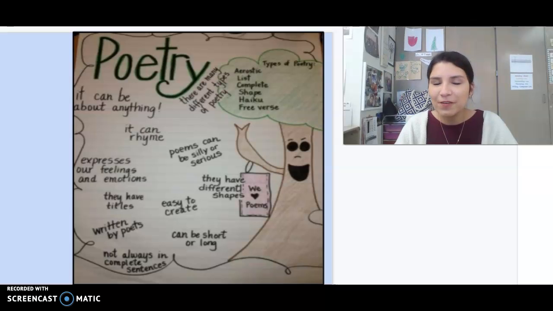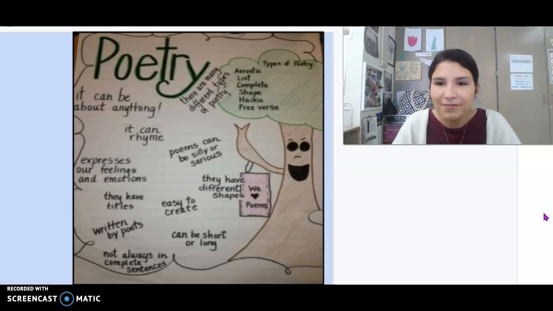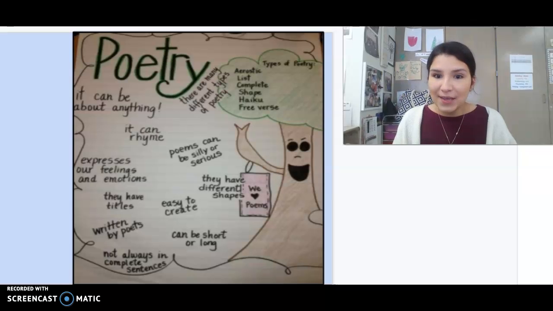Hi there, for this review video, we are going to be going over poetry and the elements of poetry. So let's go ahead and review this little picture. Remember, poetry can be about anything. It can rhyme, it can be silly, or it can be serious. It can express our feelings and emotions. Maybe it's a poem about happiness, maybe it's a poem about excitement.